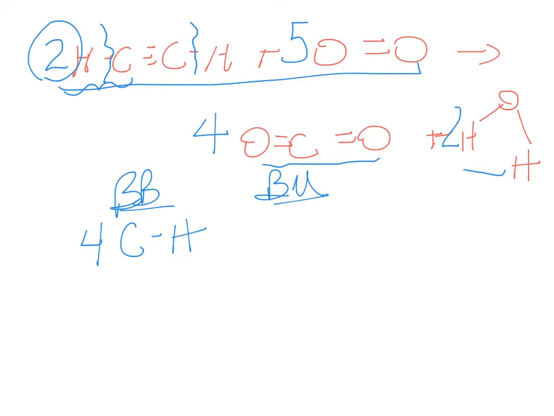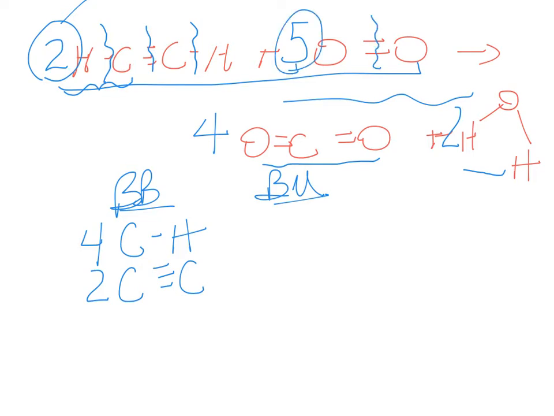And what else has been broken? Well, let's see. There's no carbon-carbon triple bond anywhere in the products. So we have 2 of those. So we have 2 carbon-carbon triple bonds. And the last thing we broke on the reactant side is an oxygen-oxygen bond, and there are 5 of those. So 5 oxygen double bond oxygen.